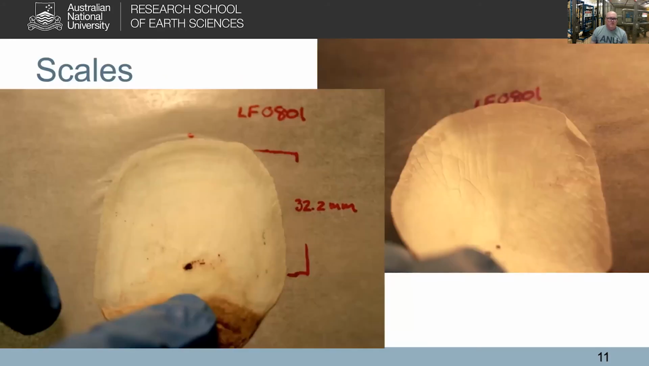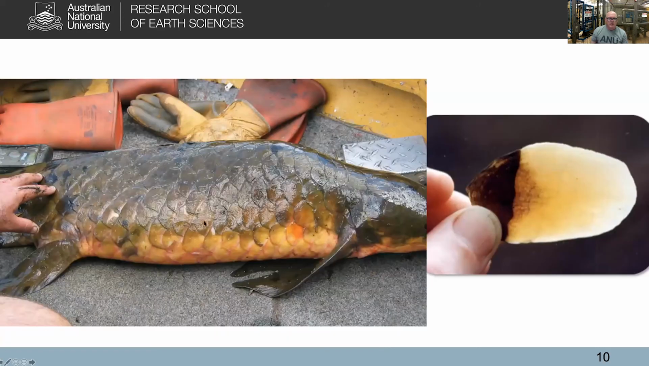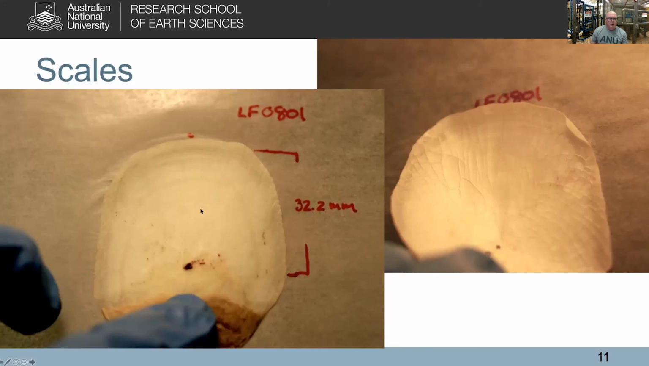So here's just a closer look at some of the scales. The dark part is the part that you see on the outside that you can actually see on the fish. And then the lighter part is the part closest to the skin of the fish. And this is the part of the scale that extends and is kind of growing. So it's almost akin to a large toenail.